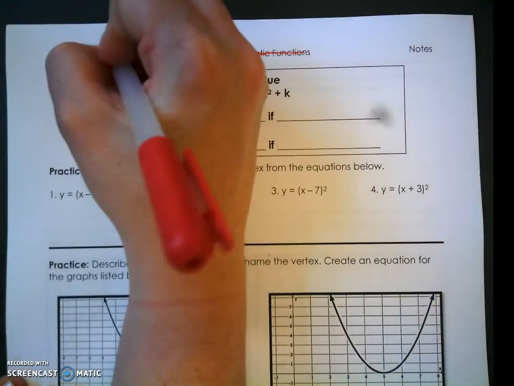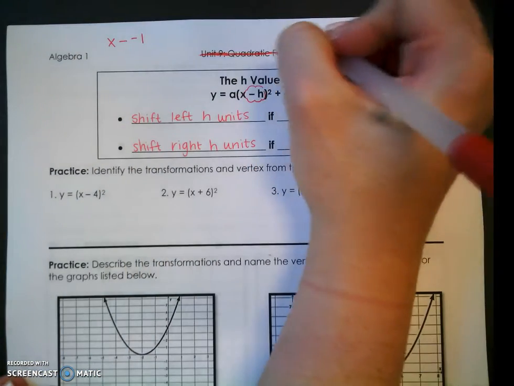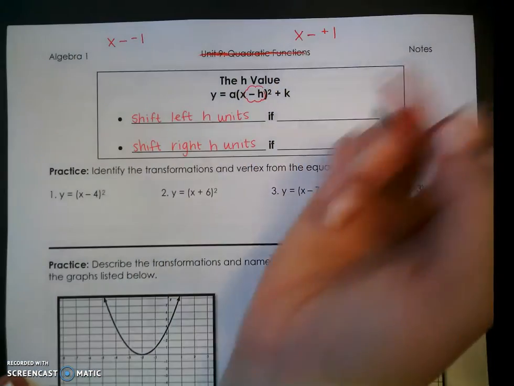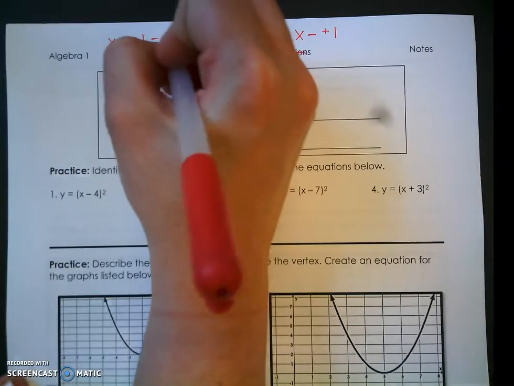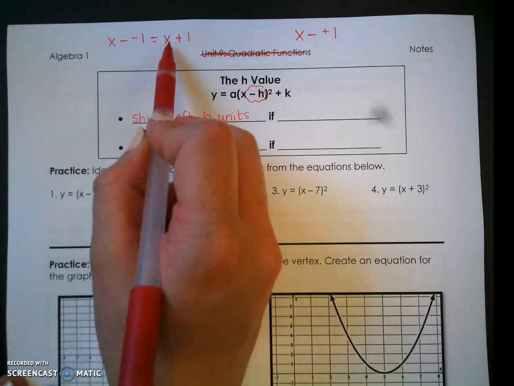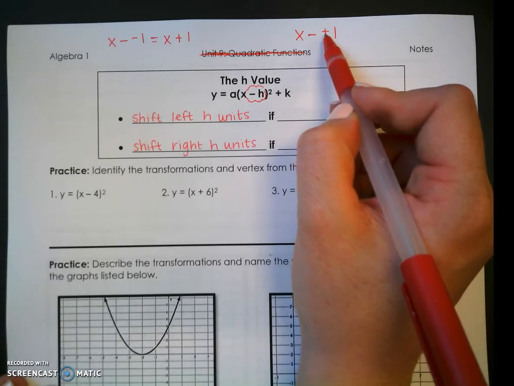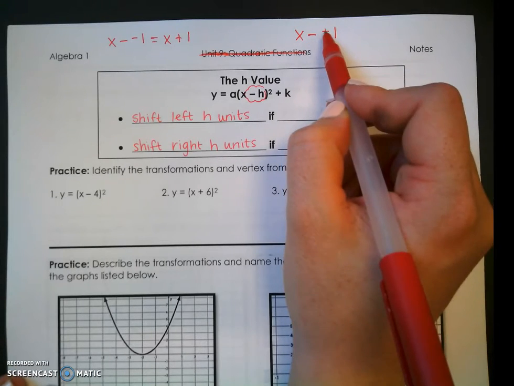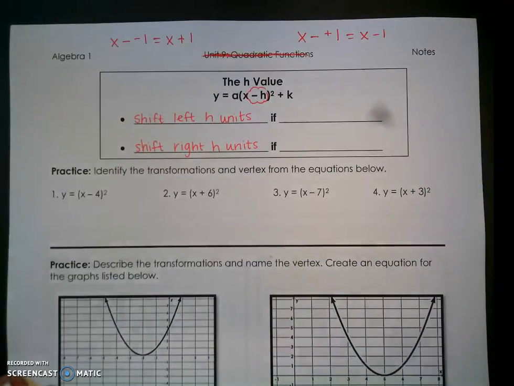So we did a couple examples. We did x minus negative 1, and we did x minus a positive 1. When you subtract a negative, that's the same thing as adding a positive. So x minus a negative 1 is really just x plus 1. And when you subtract a positive, that's just subtracting. So x minus a positive 1 is just x minus 1.